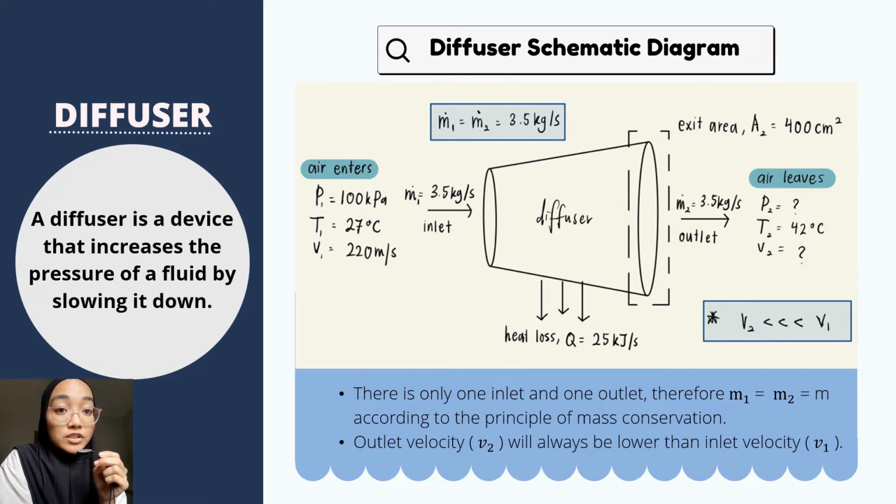From this schematic diagram, we can see that each piece of information is taken exactly from the tutorial question. At the inlet, we have pressure 1 equals 100 kilopascal, temperature 1 equals 27 degrees Celsius, and velocity 1 equals 220 meter per second. At our outlet, we don't know our P and our V, which will be revealed in our solution section later. But we know that at the outlet the temperature is 42 degrees Celsius, and the exit area is 400 centimeter square.